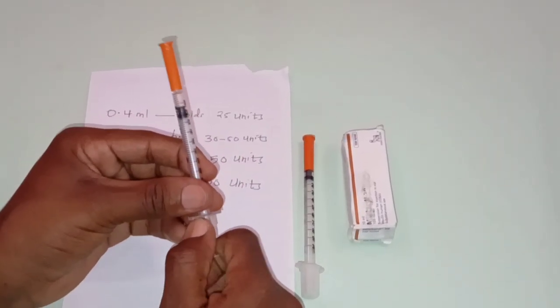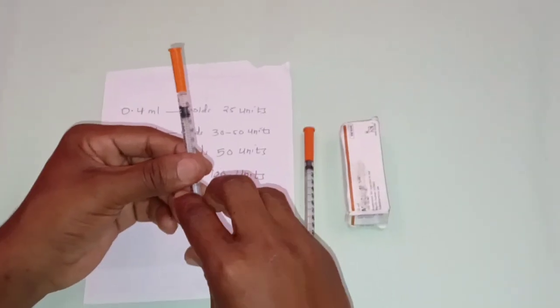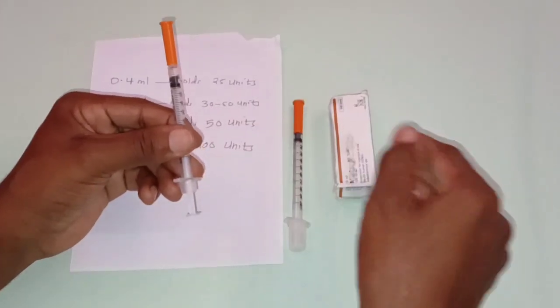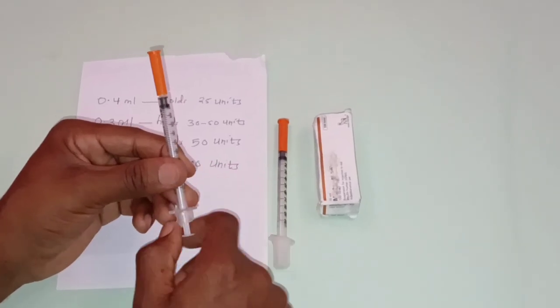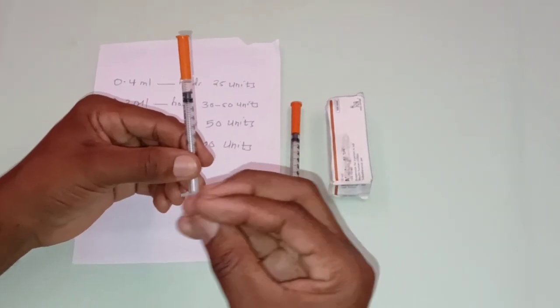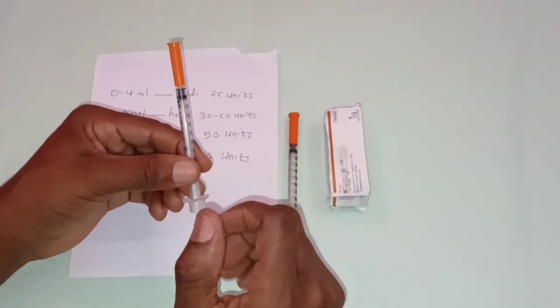lipodystrophy, because the skin will form a lump, a mass around the injection site, because you are giving the injection on the same spot. So you have to rotate the injection site whenever you are giving the drug to the patient. So you need to consider the following factors for you to administer the insulin injection.